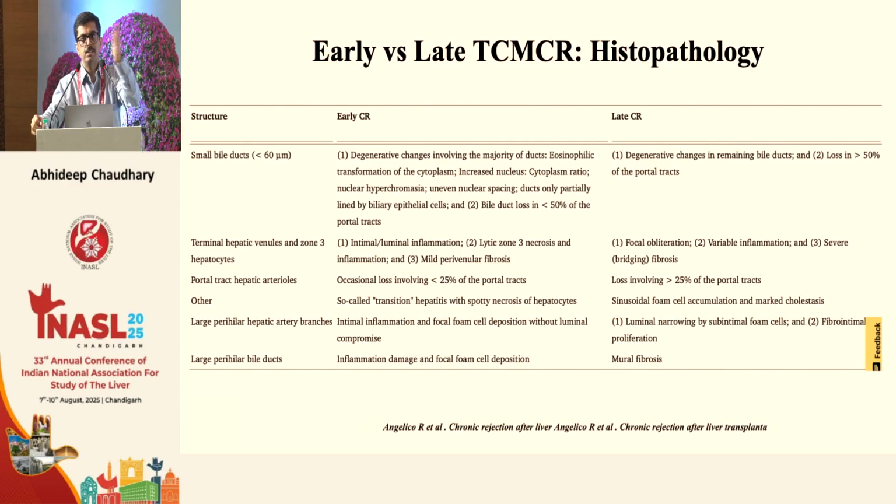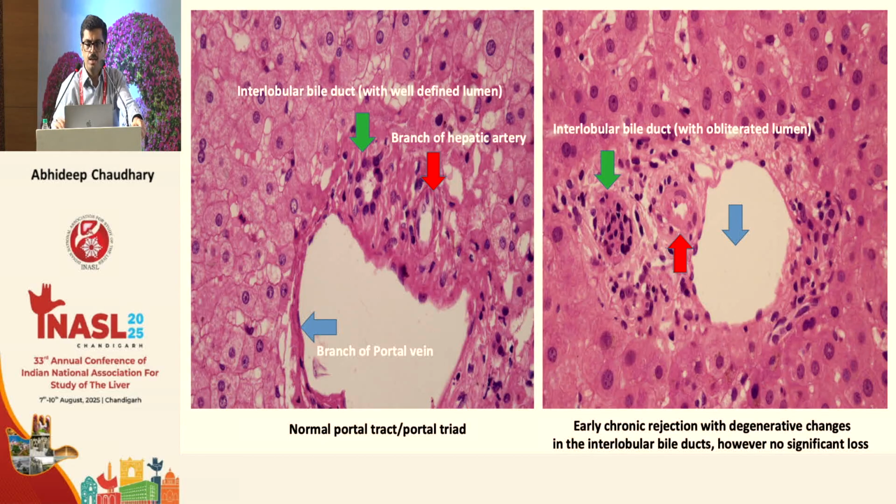So in early versus late, the difference is overall how much damage has happened. If more than 50% of the bile ducts are gone and you see damage across all portal tracts, that is a late rejection. If the damage is in less than 50% and there are still some decent-looking bile ducts left, it is an early rejection. And then you have to look at how much the artery and terminal venules are involved, and only when 2 or more features of this kind are present, that is how they are labeled.